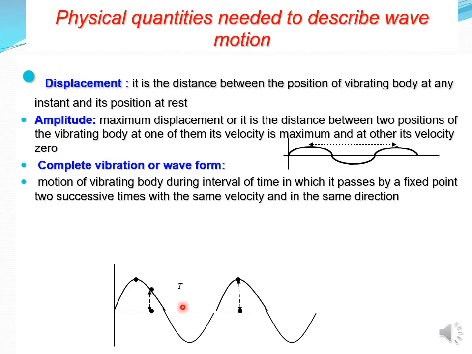This is a complete vibration or waveform. It is the motion of vibrating body during interval of time in which it passes by a fixed point two successive times with the same velocity and in the same direction. ادي عندي point اهي، البوينت دي وبعدين البوينت دي.